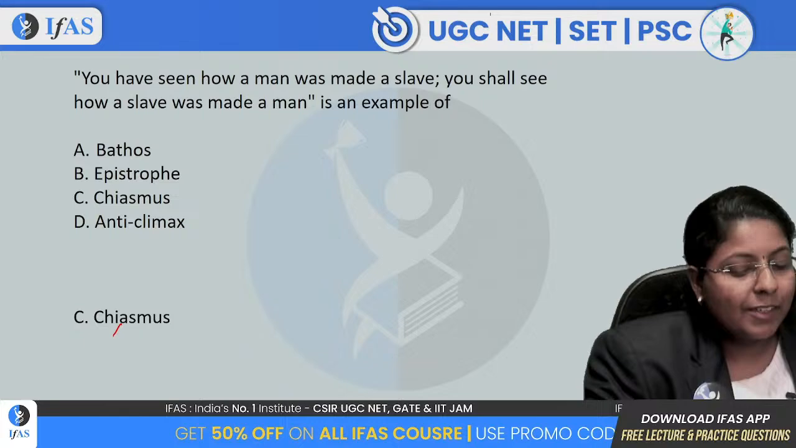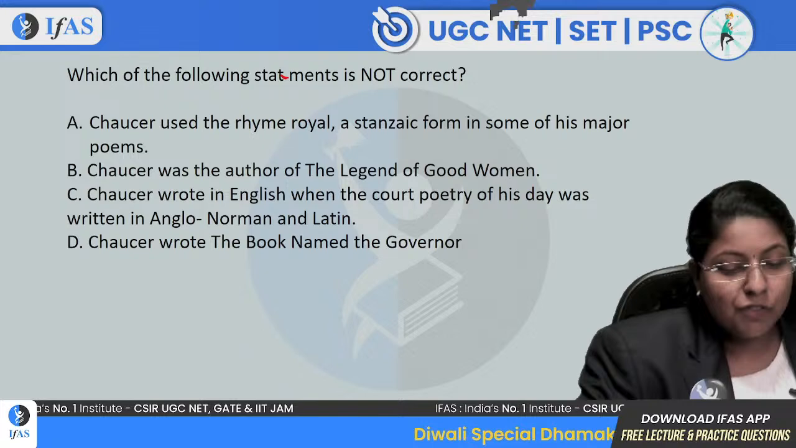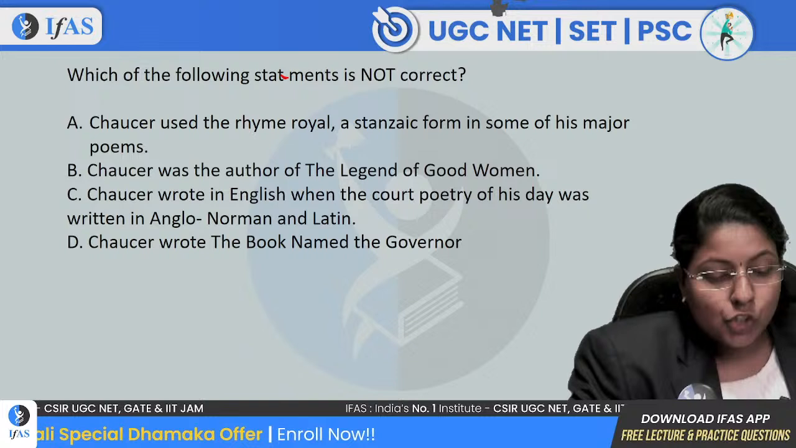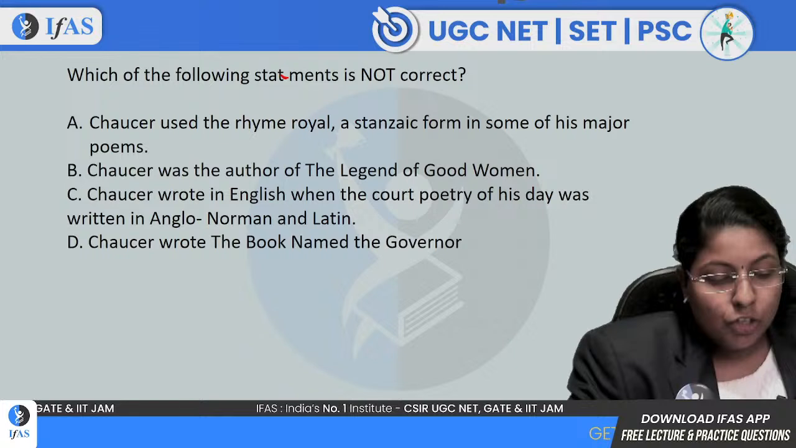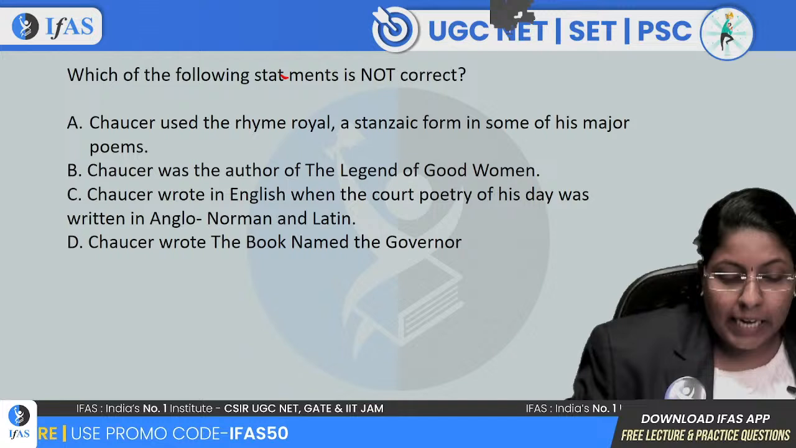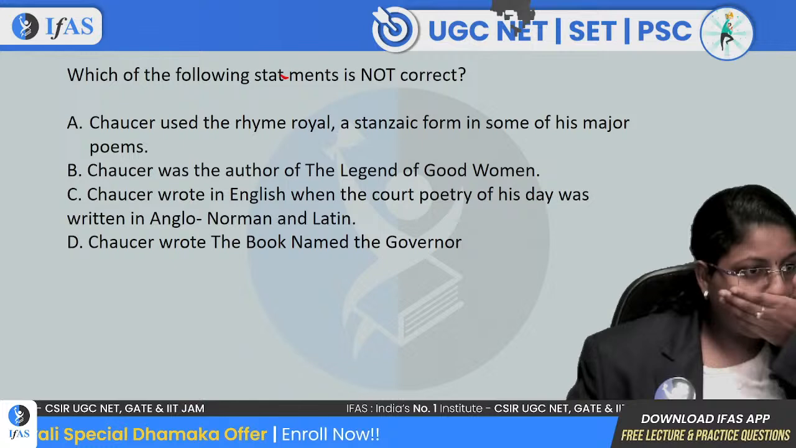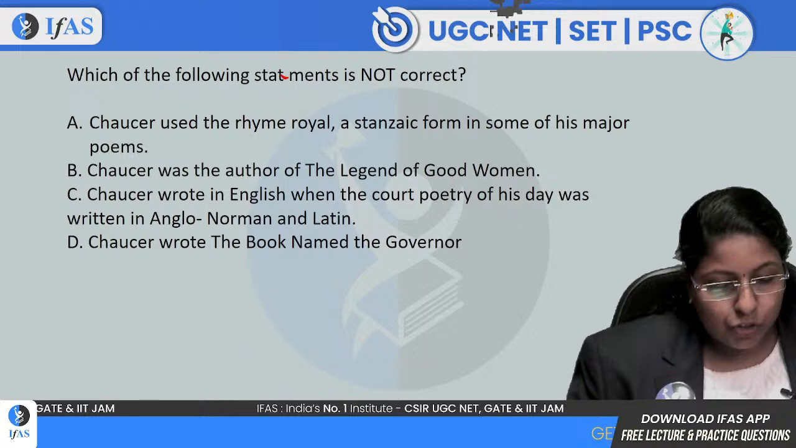All right. Next question is, which of the following statements is not correct? Chaucer used the rhyme royal, a stanzaic form, in some of his major poems. Chaucer was the author of The Legend of Good Women. Chaucer wrote in English when court poetry of his day was written in Anglo-Norman and Latin. Chaucer wrote the book named The Governor. Tell me the answer, guys. Option D, Chaucer wrote the book named The Governor.